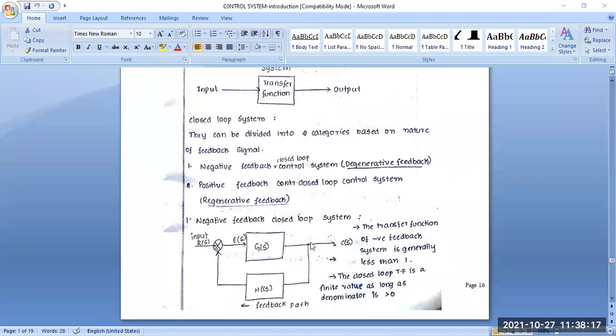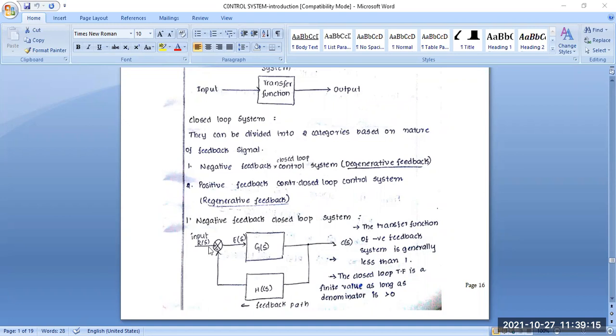This G(s) is also connected to another block, H(s). This is called the feedback loop or feedback path. This feedback path is connected to the summing point with a negative sign, as you can see. That's why it is called the negative feedback closed loop control system. In a negative feedback system, the transfer function gain is generally less than one, and the closed loop transfer function is a finite value as long as the denominator is greater than 0. When a positive sign is attached, it is called the positive feedback loop, and this negative feedback closed loop control system is also called the degenerative feedback control system.